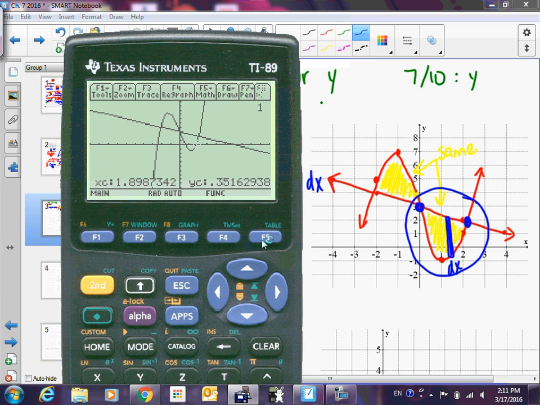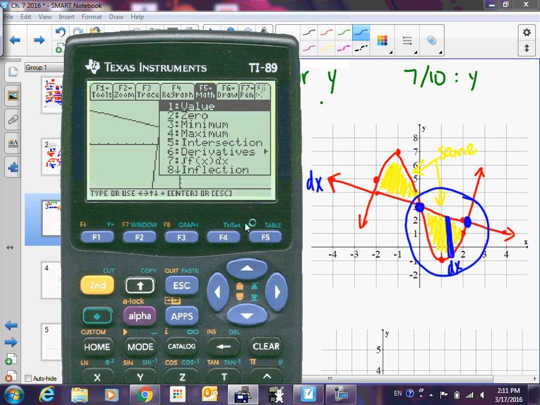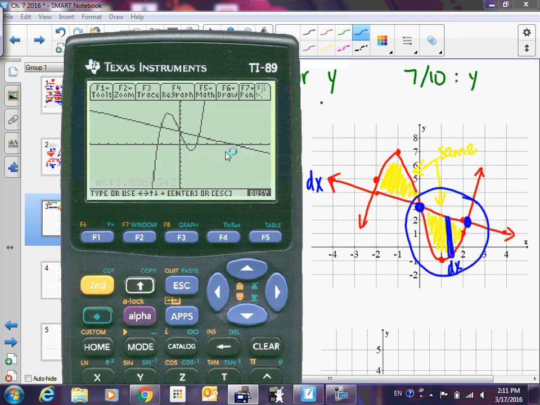Okay. So we all know how to do intersection, right? You've done this on several after parties at this point. F5, intersection. First curve, second curve is just a quick inner, inner. Lower bound, does that mean below? It means to the left. And then upper means to the right.